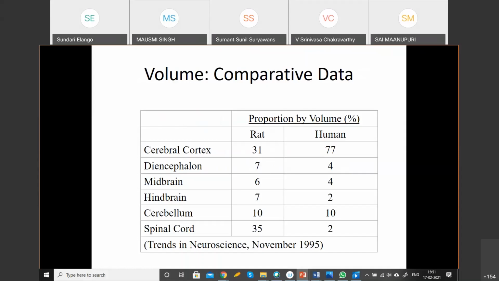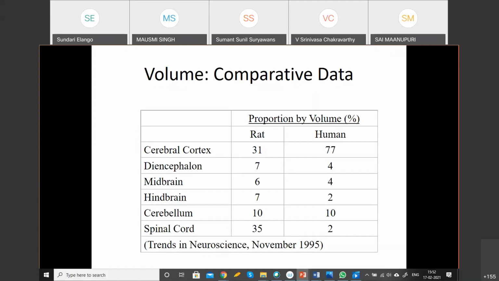That's all, right? So one of the things that you see when you go from a rat to humans is that in humans the cerebral cortex is much bigger than in a rat. There's another structure called the diencephalon. We'll come to it later, which is smaller. Midbrain is also smaller, in relative volume, like a fraction of the volume. And spinal cord in humans is much smaller by volume. It's only 2% of the whole by volume.